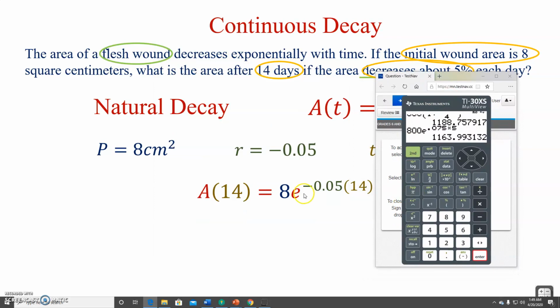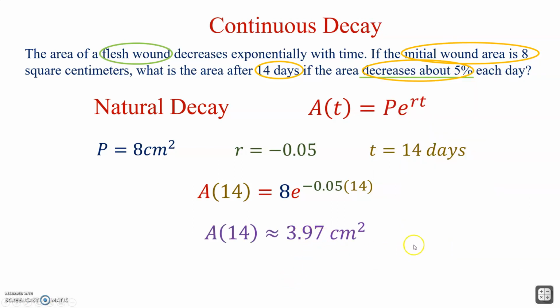So we've got 8. Let's clear it first. 8 e to the, so there's our e to the right there, so second, e to the negative 0.05 times 14. Enter, and there's our answer. And again, we're looking for the amount of area after 14 days. So it's saying 3.97-ish. All right, there's our 3.97 square centimeters.